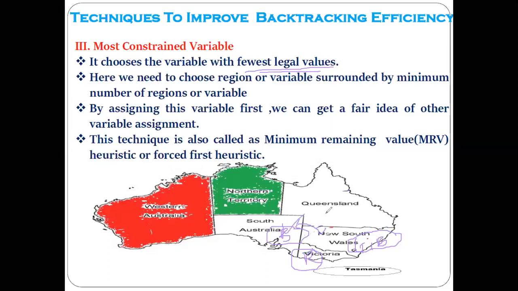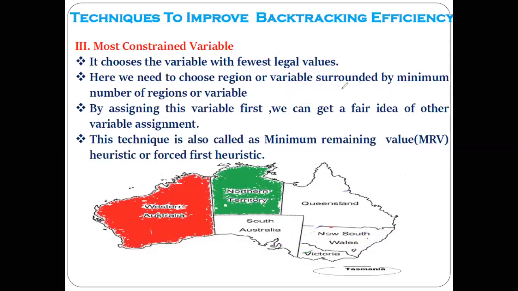And in the same way, you have to proceed. Got the two steps? First step is what? See the variable surrounded by the minimum number of variables. And second, after giving the color to this particular variable, see its neighbor with the fewest legal values. And whichever variable has the fewest legal values, give the color to that particular variable. Understood the third technique? Yes, sir.